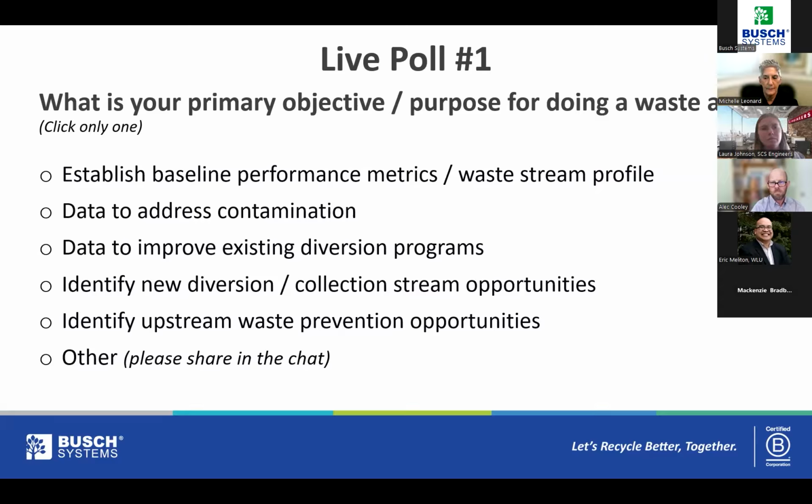Okay, great. Let's go ahead and we'll just come back to this live poll results. It looks like the responses we got, 28% or so marked down establishing baseline performance metrics, waste stream profile. Another 22% were focused on contamination, existing diversion, ways of improving existing diversion were the three that stuck to the top. So it's good to know.